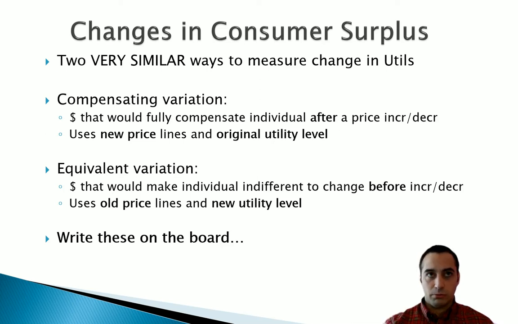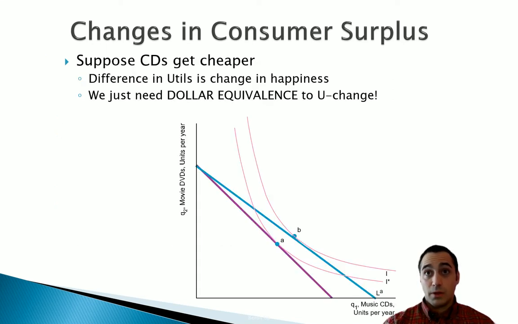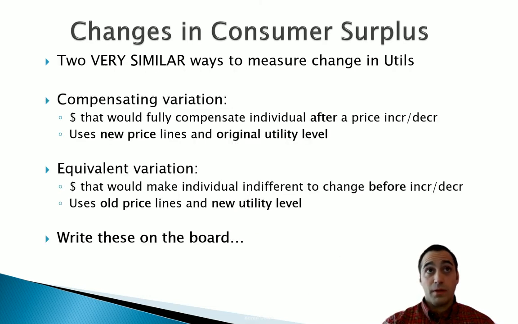We'll need this soon. Compensating variation is the dollars that someone would have to pay to fully compensate you after a price has increased or decreased. So imagine you're at A, the world has changed to B. How many dollars does somebody have to take away from you to make it such that you're as happy as you were to start with? Note, compensating variation uses our new prices and the original utility level. If what I mean by this is unclear, stand by. You'll see in a minute on a graph.